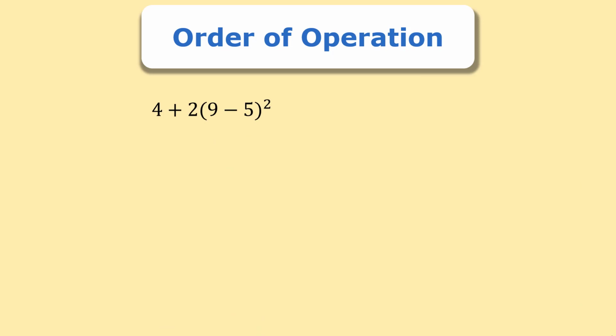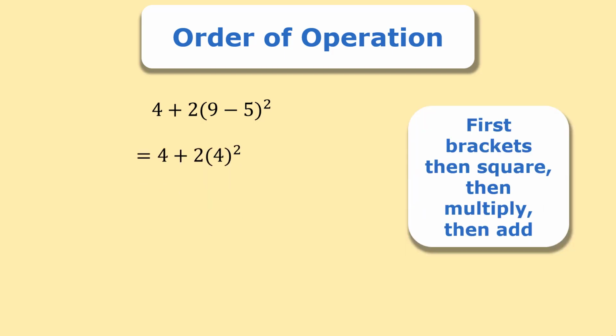What about this one? Here we've got addition, we've got subtraction in brackets, we've got squaring, and we've got multiplication. In our first step, let's do the brackets first. 4 plus 2, and then 4 squared. 2 times 4 squared. So now the question is, shall we first multiply the 2 by 4 or must we first square? We must first square. So it's 4 plus 2 times 16, and that is 4 plus 32. Note that we add and subtract right at the end. So the answer is 36.